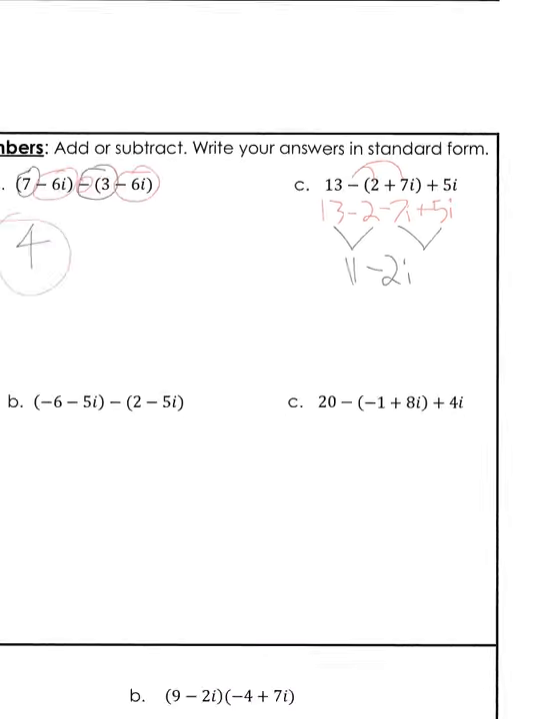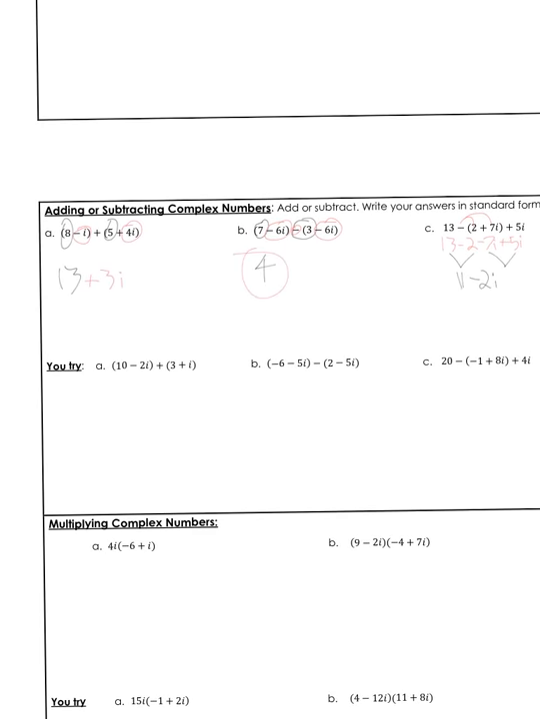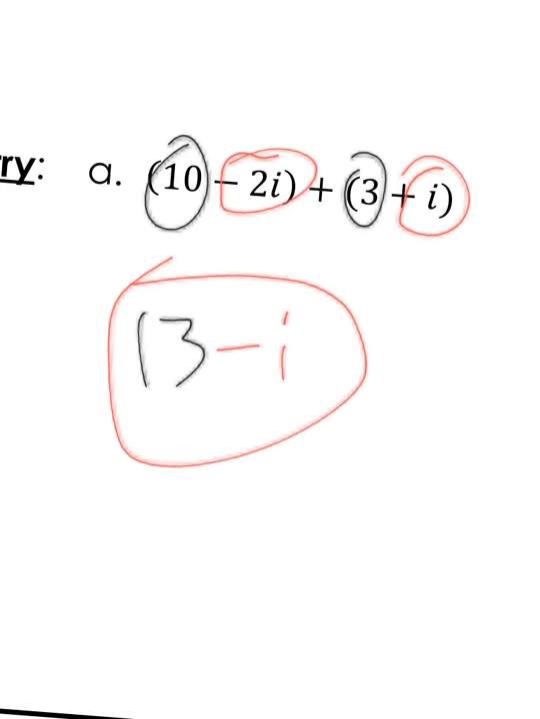Alright, so guess what? Why don't you try these three? Alright? Okay, for letter A, 10 plus 3 is 13. Negative 2i plus i is negative 1i. So 13 minus i is the final answer.